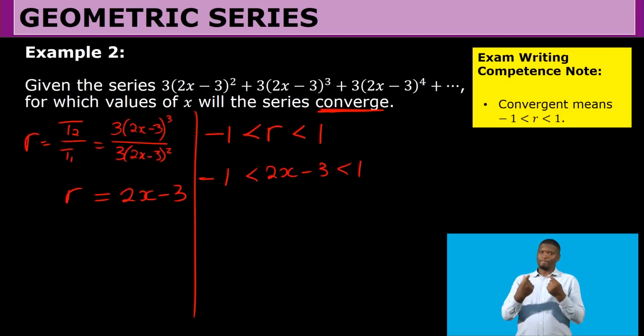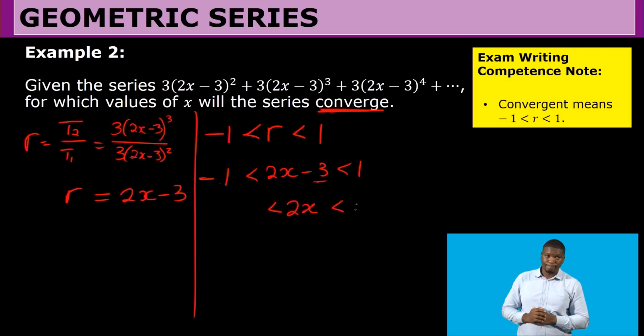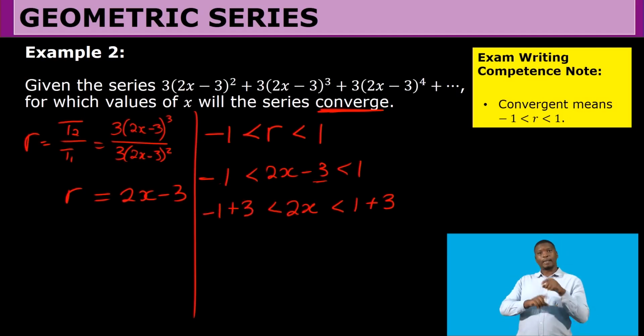And when we solve for x, then we know that that 3 is going to go on both sides of our inequality. So that is going to be 2x, and on the right-hand side, we're going to have a 1 plus 3. Remember, it must change signs. And negative 1 plus 3. So on both sides, it's going to be that plus 3.